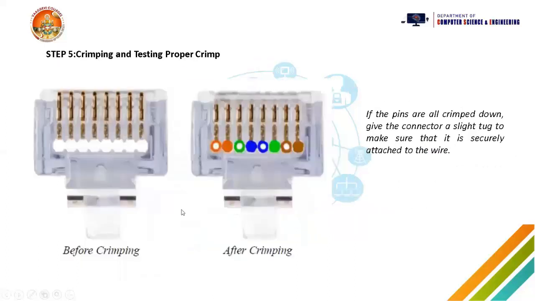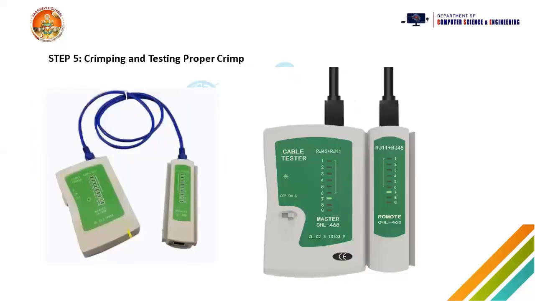Once you are done with this, before crimping, this is the way the pin will look. Later on the pin will be like this. It should be like this in your color order scheme. After this, we need to check whether the pin was properly inserted or not.